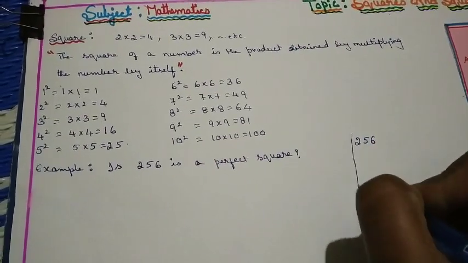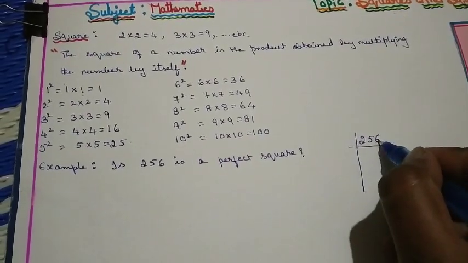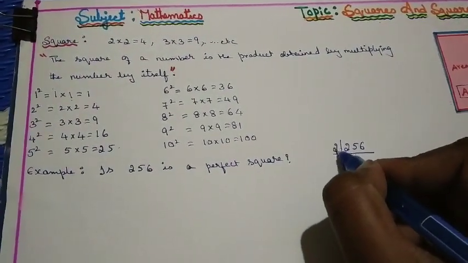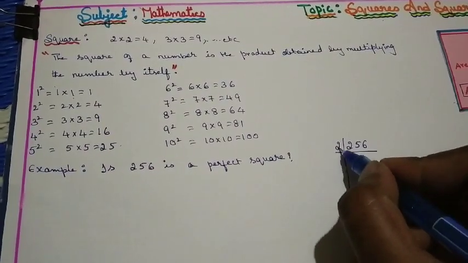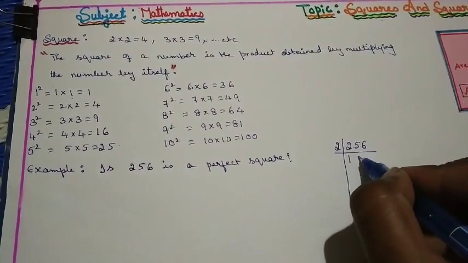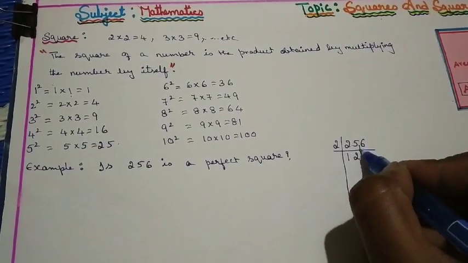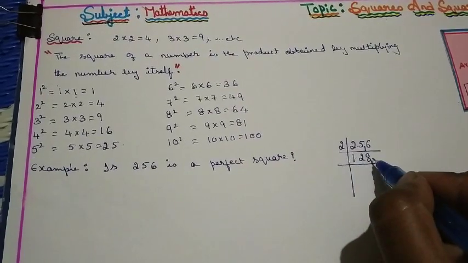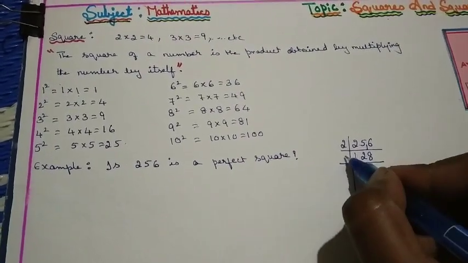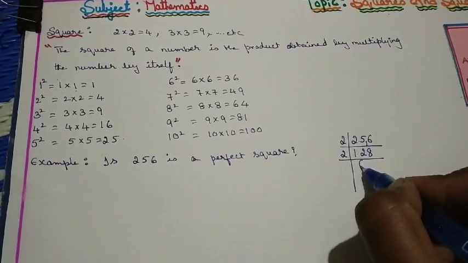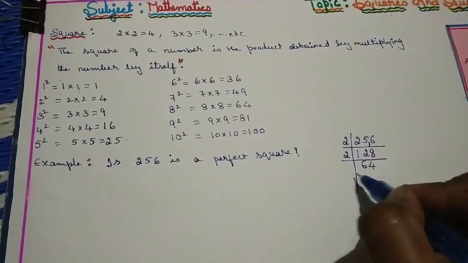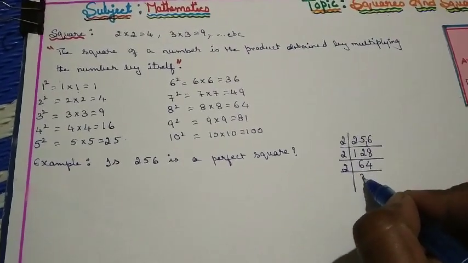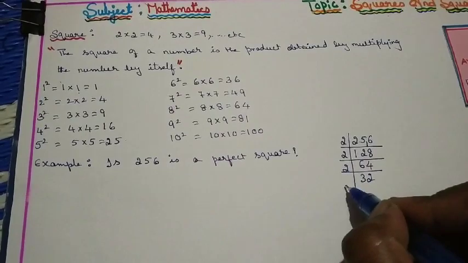So 256. Since the number is ending with the digit 6, which is an even number, I'll go with the even prime, that is 2. 2 ones 2. Then 2 twos 4. So 1 is remaining. Then 2 eights 16. Again the given number is ending with 8, which is even, so we'll go with the 2. Then 2 sixes 12, 2 fours 8. Then again even number, so I'll go with the 2 table. 2 threes are 6, 2 twos are 4.